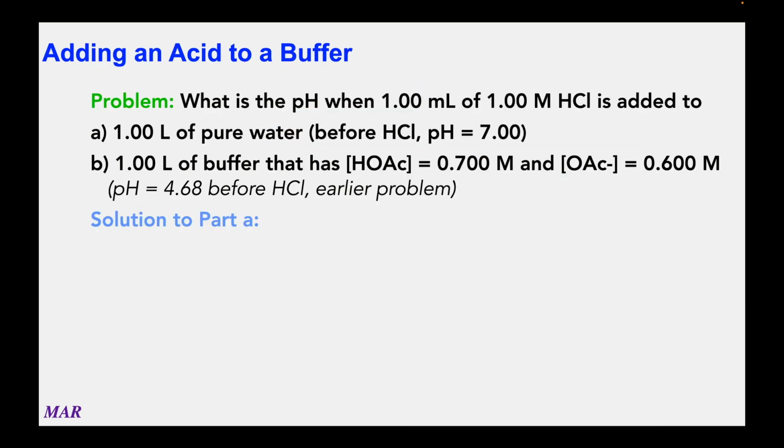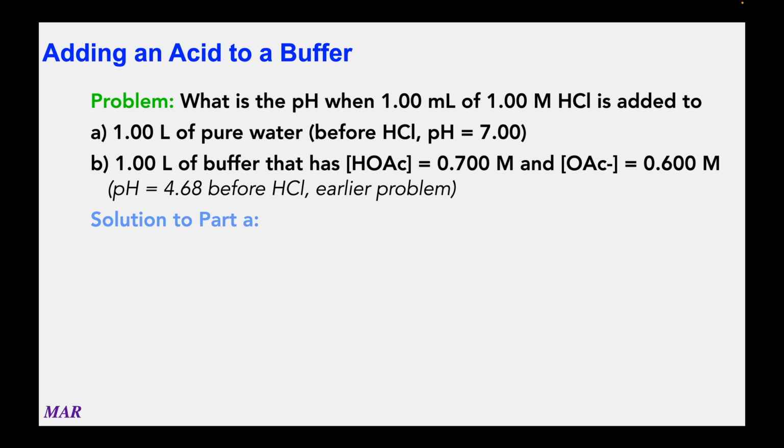We want to figure out the pH when we add a milliliter of 1 molar HCl to a liter of pure water. And before it was HCl, we'll assume it was perfect at 7.00. But we also want to add the same 1 milliliter of 1 molar HCl to a liter of buffer that has acetic acid and acetate at those concentrations we used earlier. And we saw that they were pH of 4.68.